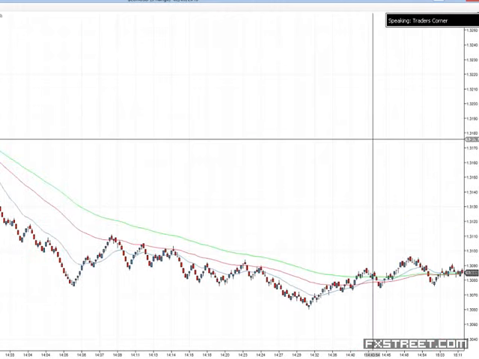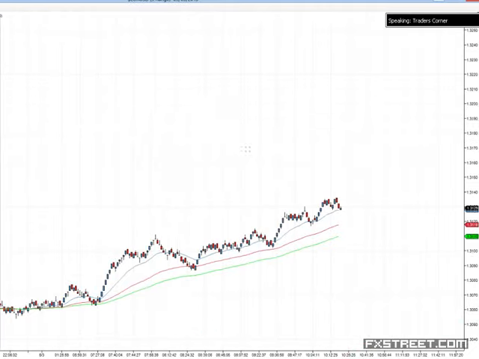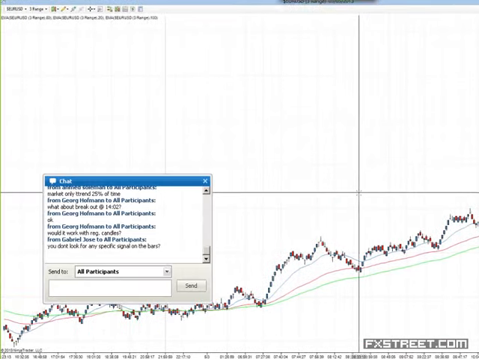Are there any questions so far? Would it work with regular candles? I guess you could use a similar sort of strategy on regular candles, yeah. I haven't tried it, but I would imagine so.